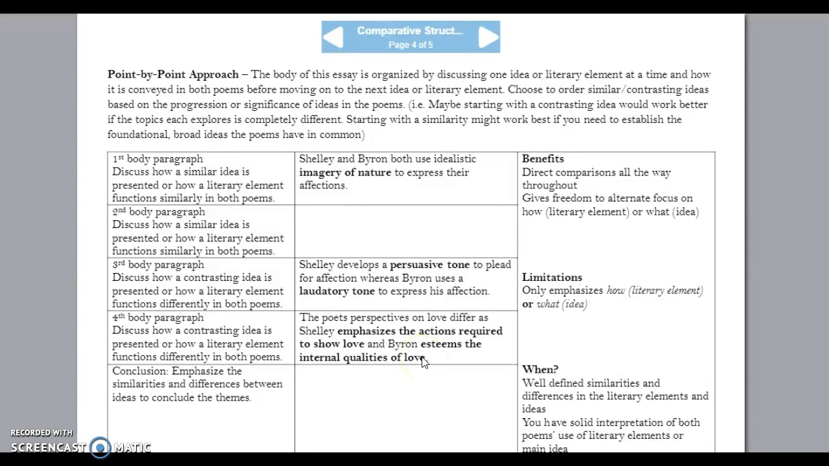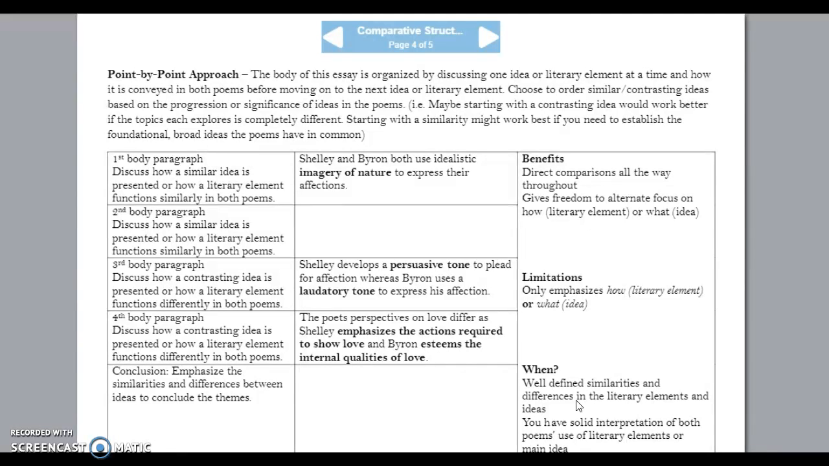So in this one, it gives you some freedom to alternate your focus on the how or the what, and it gives you some freedom to discuss similarities or differences all the way throughout. And you might use this one when you have very well-defined similarities and differences in the literary elements, or you have a solid interpretation and confident in either the methods or the ideas. Maybe if you have a clear understanding of the main ideas, you could use this one, and maybe you're lacking in the literary elements or the methods of how they show that, but still you're going to do direct comparison.